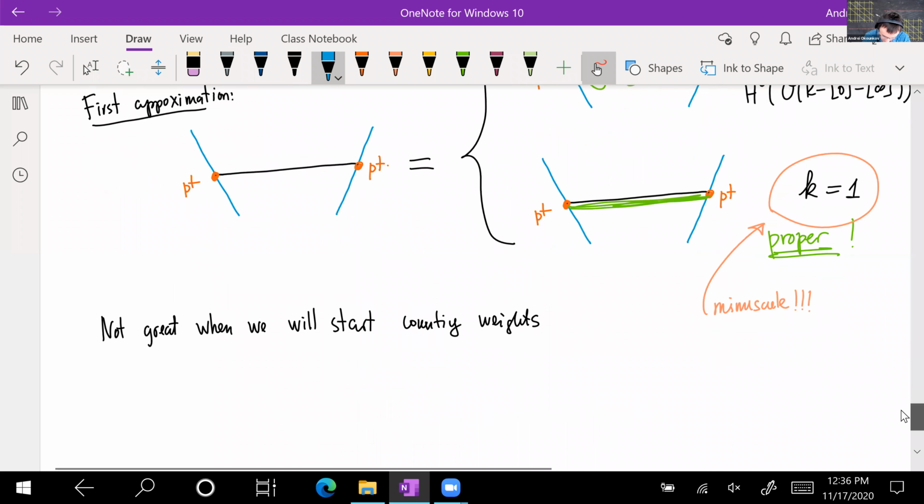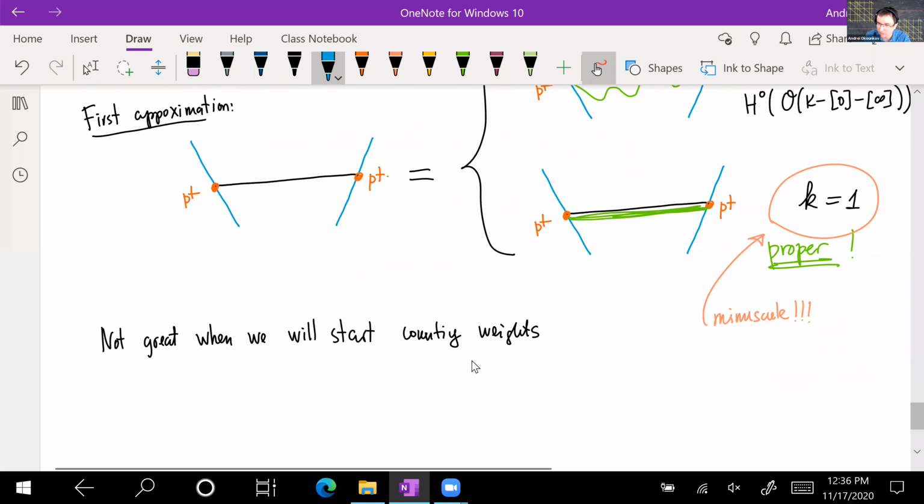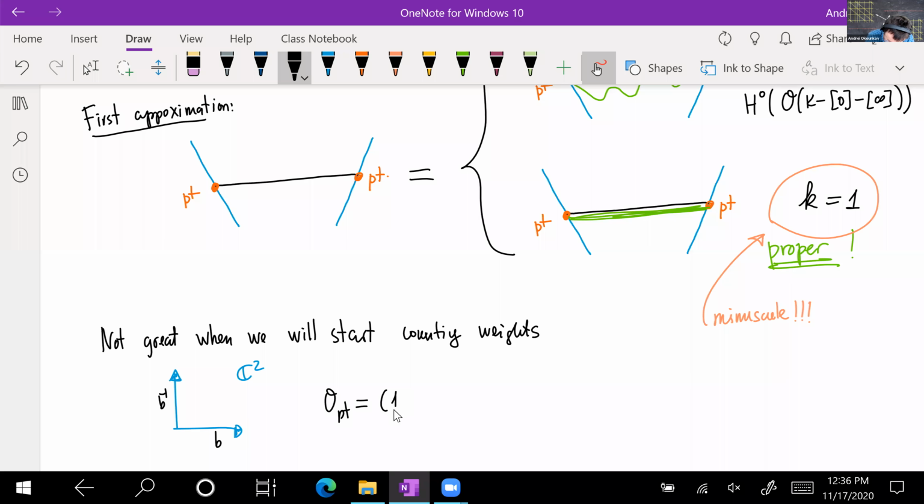And so this is when we get started to count weight, well, it means we spend too much. What is the point? So if I take the over point, I call this my C2, and it's already in a minuscule situation. I have weights B and B inverse here. Then the over point has 1 minus B inverse, 1 minus B, right?